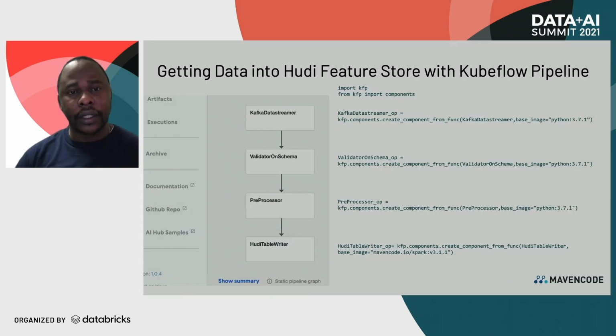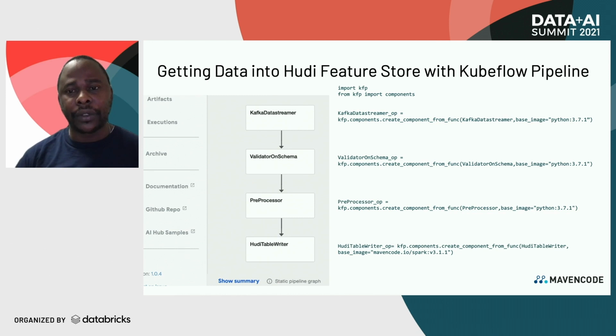So getting data into the Hoodie feature store for us is done mainly with Kubeflow Pipeline, where we have these stages in Kubeflow Pipeline. Kubeflow is a toolbox that runs on Kubernetes that allows you to do a lot of ML training and model training on Kubernetes. So for us, we basically use Kubeflow to orchestrate all of this process.